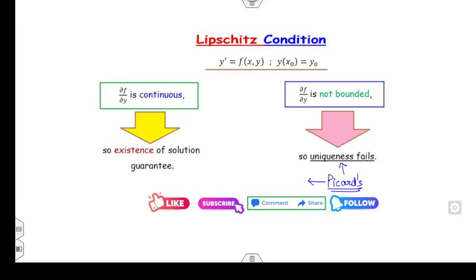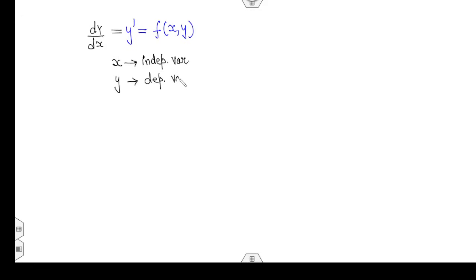Clear students? One more important thing I will use throughout the lecture: the condition is y dash equals f of x comma y, where y dash is defined as dy over dx. In this case, x is my independent variable and y is my dependent variable. Then, in order to check the Lipschitz condition, we always find del f upon del y. Y is my dependent variable.